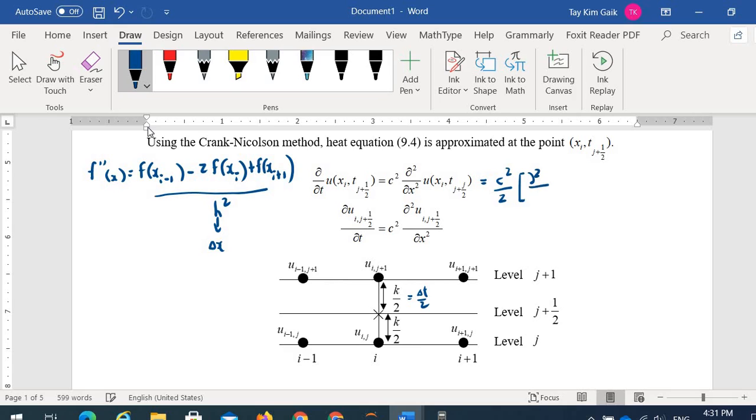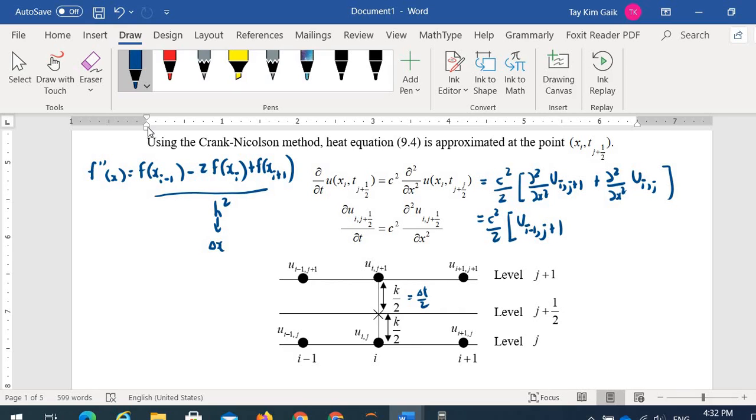del 2 del x2 u i j plus 1, and then plus del 2 del x2 u i j. For u i j plus 1, it will be c squared over 2, focus on level j plus 1. We have u i minus 1 j plus 1. I hope you understand the notation. This point will be u i j plus 1.